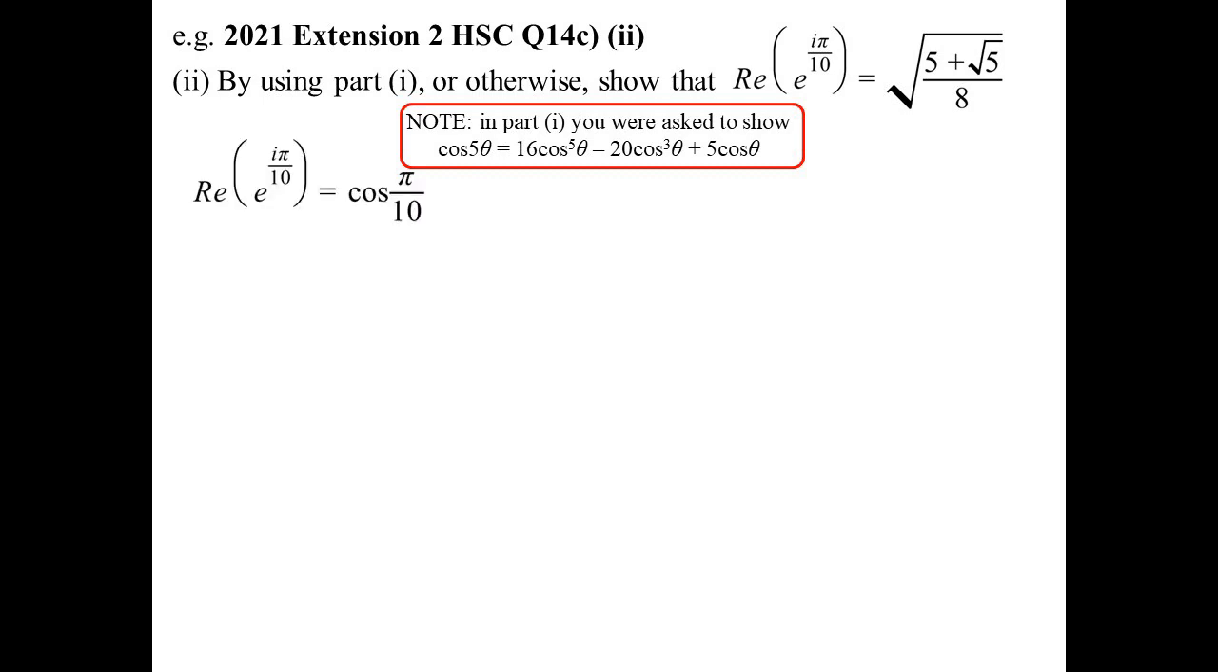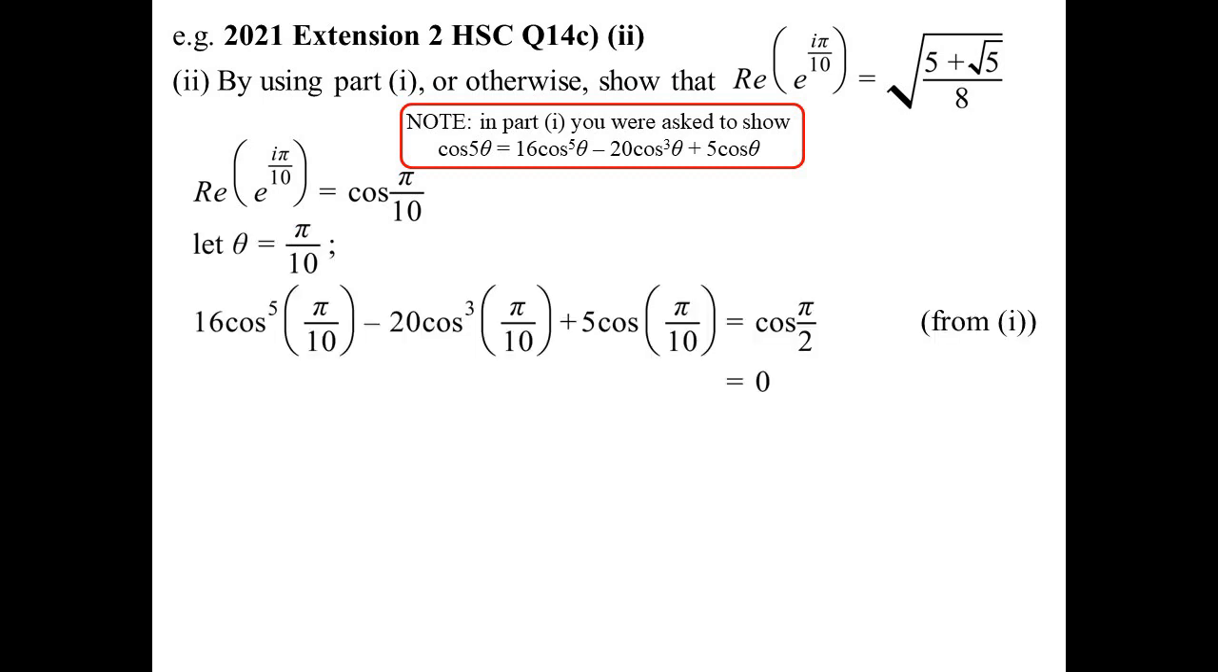So the real part of e to the i pi on 10. Well, e to the i pi on 10 would be cos plus i sine, but we just want the real part. So it's the cosine of pi on 10. So this question is now essentially asking us to show that the cosine of pi on 10 is the square root of 5 plus root 5 on 8. That's essentially what we're now trying to do. So if I let theta equal pi on 10 in this relationship that we used in part i, everywhere I see theta, I'm replacing it with pi on 10. Cos 5 theta becomes cos pi on 2, which is 0. So I now have 16 cos to the power of 5 of pi on 10, etc., is equal to 0.